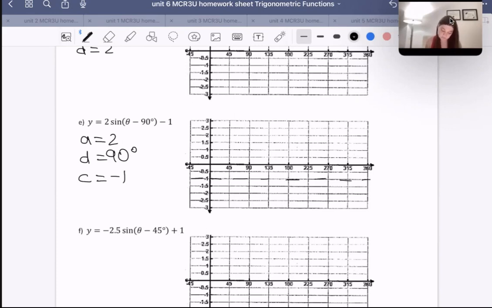And we're going to move over to the right by 90 degrees. So rather than starting here, we're going to start here. And our amplitude is 2. So we're going to go up 2 from -1 to get to +1, and also down 2 to get to -3. So let's do it. Okay, so let's go up to there, down to there, to there, and down to there.